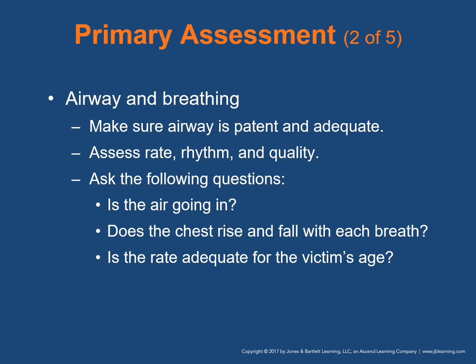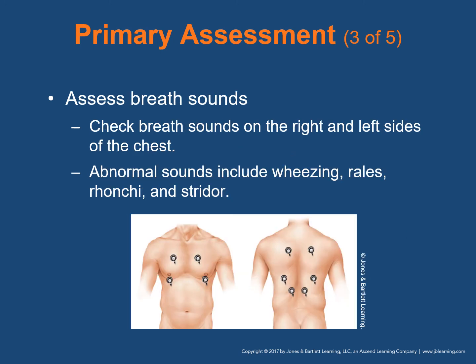Are they having equal rise and fall of their chest, or does one side go up and the other go in? Is their respiratory rate too fast or too slow? Those are the kinds of things you're looking at in their primary assessment. And then you've got your airway and your breathing. Now you're going to do a quick auscultation. If they're having problems breathing, just auscultate rather quickly.